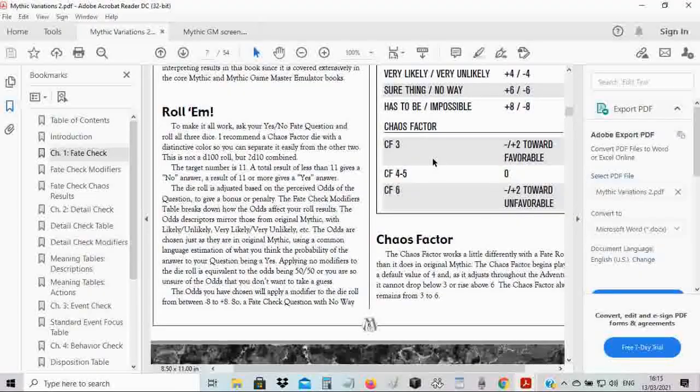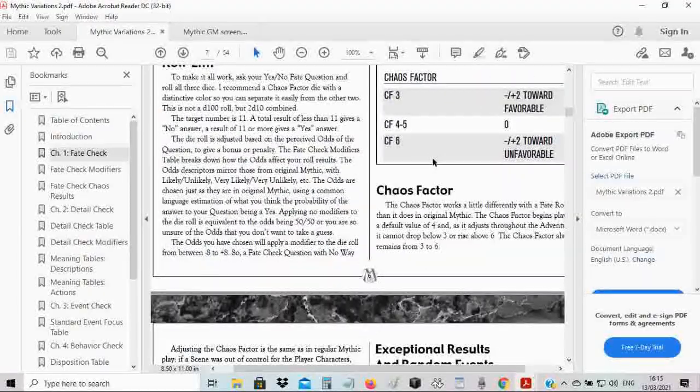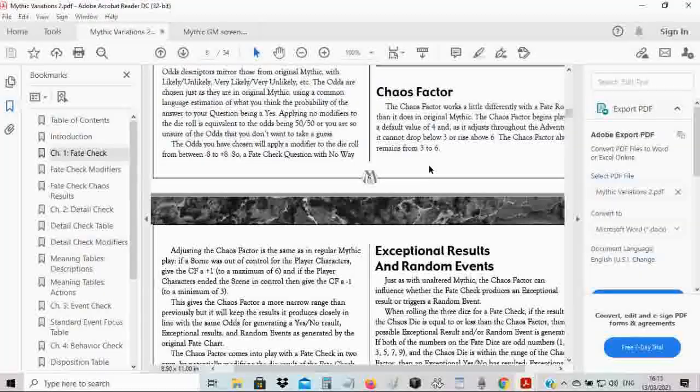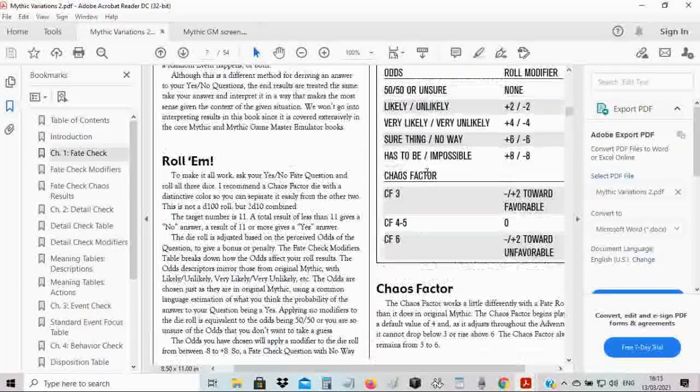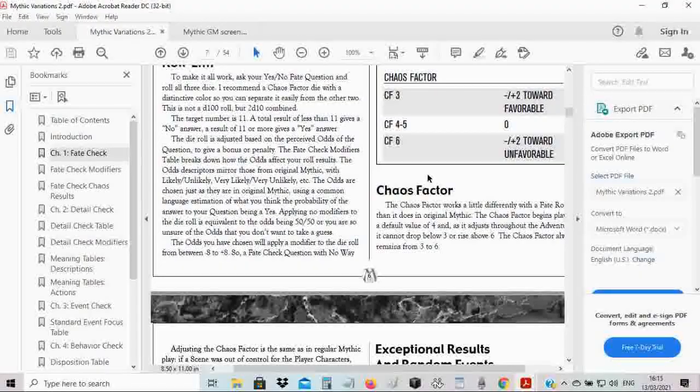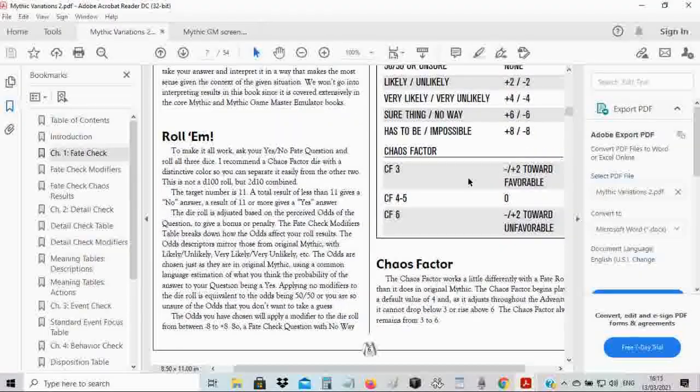So the chaos factor here is also dependent on the player. So favor, let me explain this about the chaos factor first. When you talk about favorable, it means it's good for the player character. If it's unfavorable, it's bad for the character.